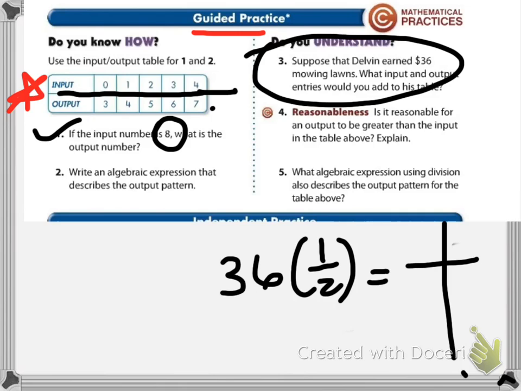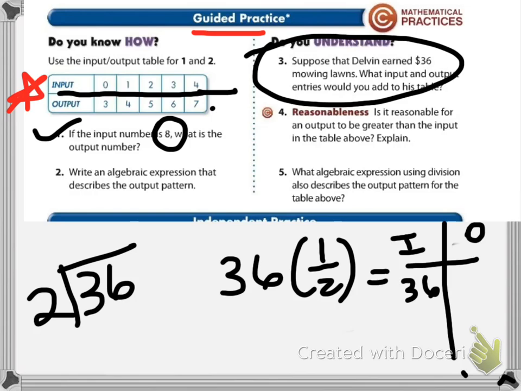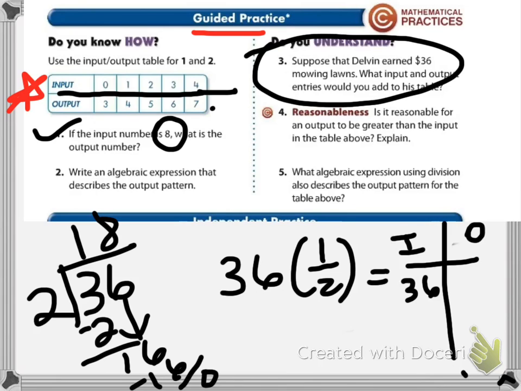So remember the input is how much he made, which was 36. What's the output going to be? What is the savings account? So then we do 36 divided by 2 because that's half. 2 times 1, bring down the 6. 2 times 8, minus 16, 0. So the savings account would be 18. So the input would be 36, output would be 18.